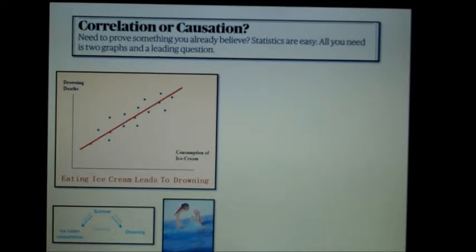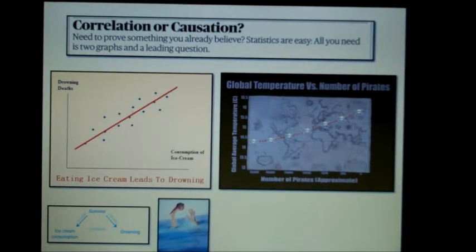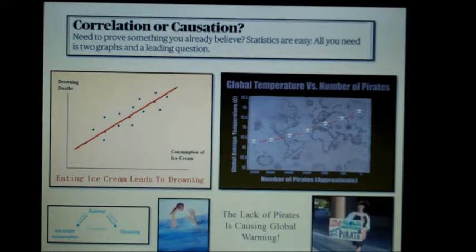One more kind of a funny example, global temperature versus the number of pirates. So if you were to plot global temperatures over time and the number of pirates over time, it might look to someone who didn't know that correlation and causation aren't the same thing, that these two things are causing each other. That as the number of pirates have gone down over time, right, so global temperatures have gone up, right? So what we can say here is that the lack of pirates in the world is causing global warming, right? Obviously that's not the case.